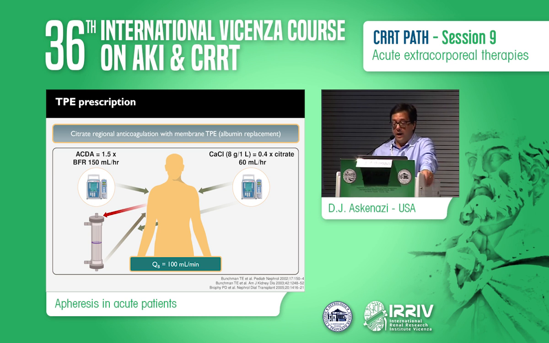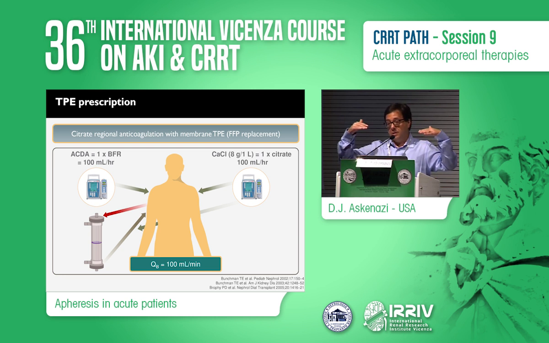This is how we do it when we use albumin. Our approach, if we're using FFP, is to simply give more calcium because we may get hypocalcemic, and actually use less citrate. And so we use the blood flow equal to the citrate equal to the calcium, which works well for us, and it's pretty simple to remember.